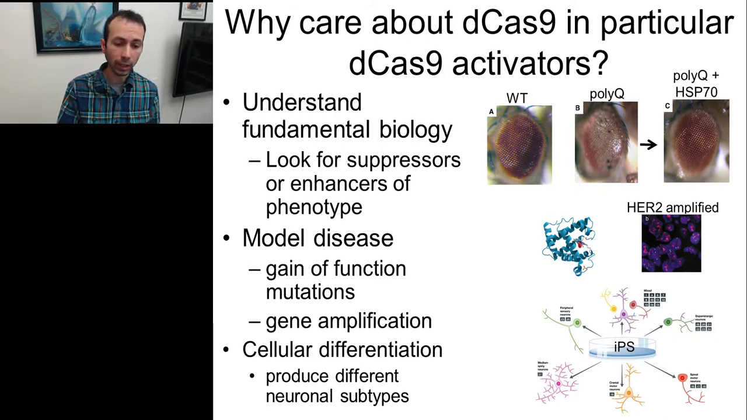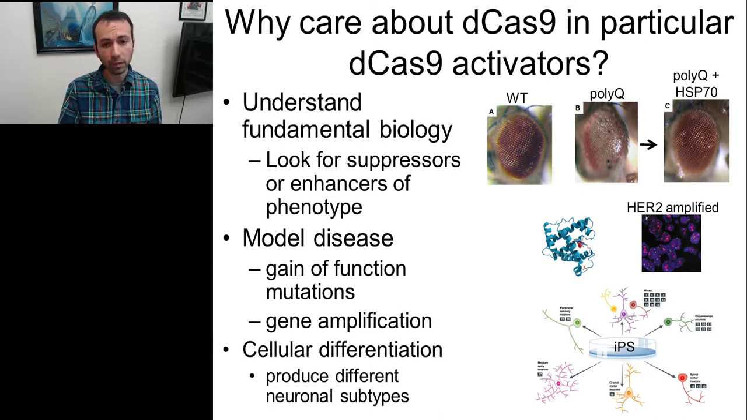In addition, activators let you model disease. They let you model things like gain-of-function mutations within genes or gene amplification, such as occur in cancer. And then finally, they're very useful for things like cellular differentiation. So in this case, imagine you have an iPS cell and you want to convert it to different sorts of neurons. That a lot of times requires multiple transcription factors, and you can imagine using Cas9 activators to turn on whatever selective portion of transcription factors you want to allow for that differentiation to occur.